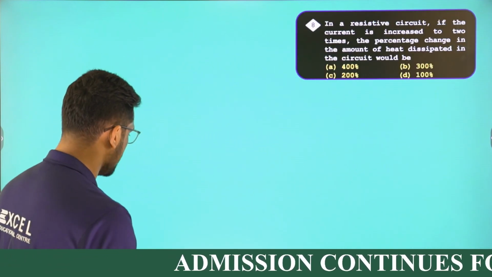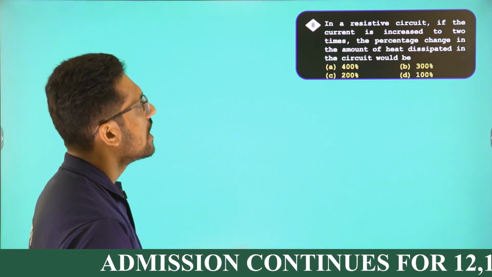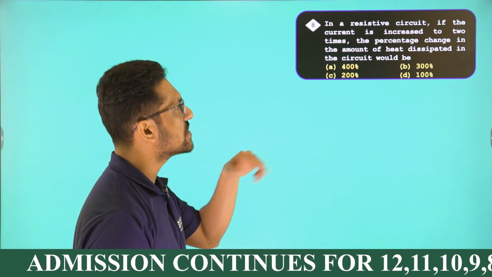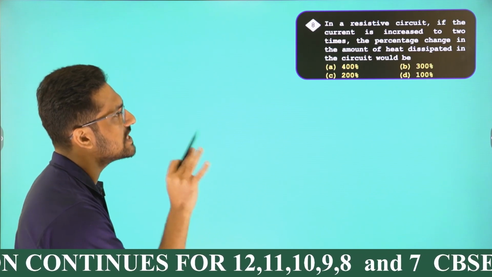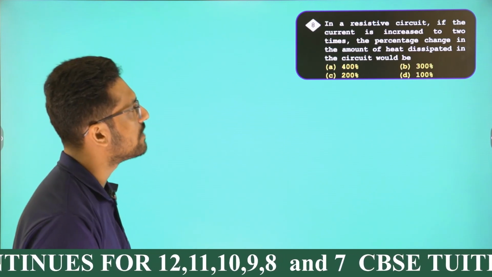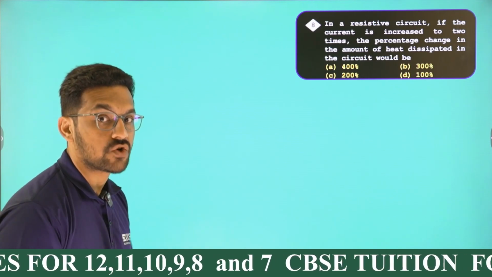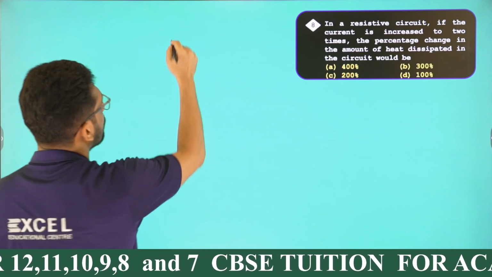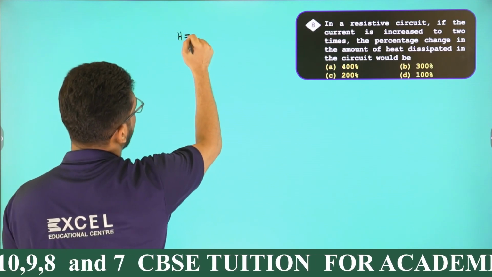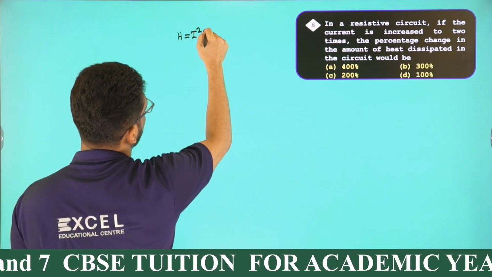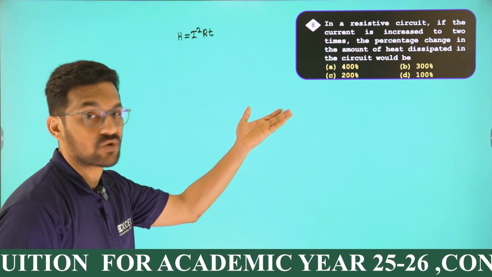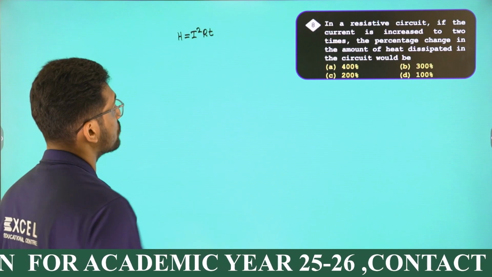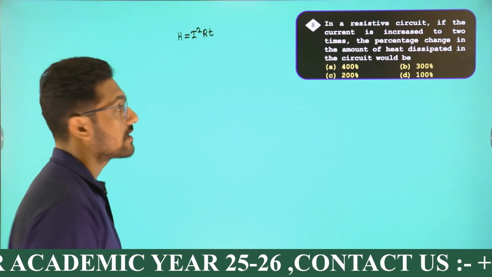In a resistive circuit, if the current is increased to 2 times, the percentage change in the amount of heat dissipated in the circuit would be? For that, we need to find the heat first. What is the value for heat? H is equal to I square RT. This is the equation, because they are talking about the current. That's why I am taking this equation.